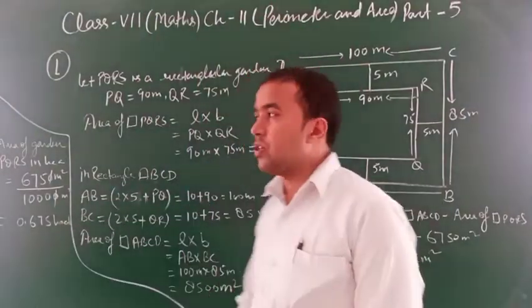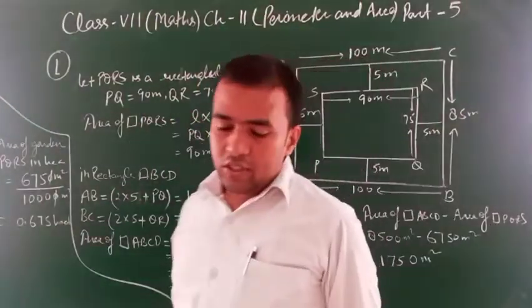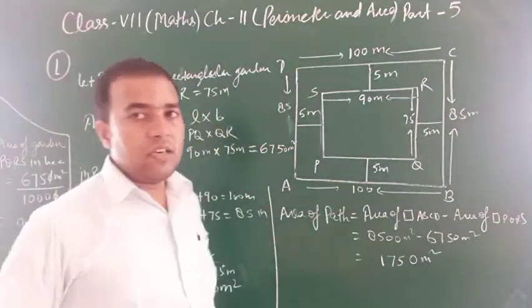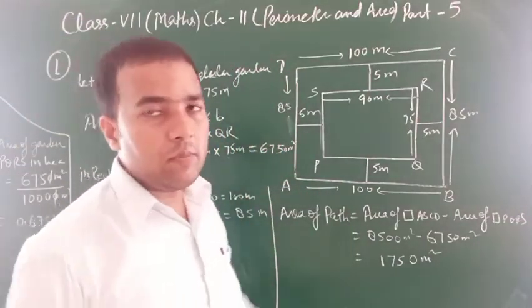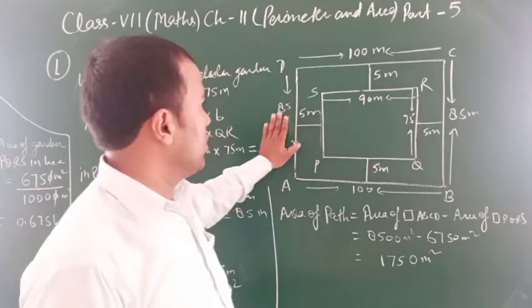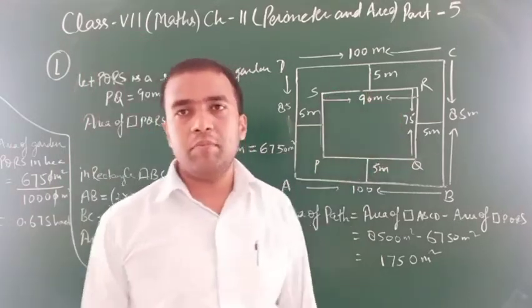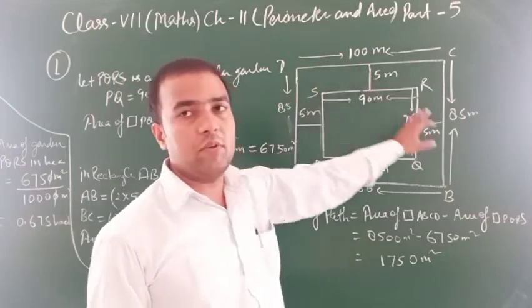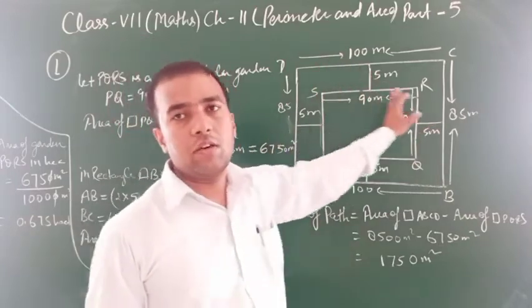Once again, I am telling you. The question is: the garden is 90 meter length and 75 meter breadth. It is 90 meter, it is 75 meter. Build outside 5 meter width. It is 5 meter width of path.